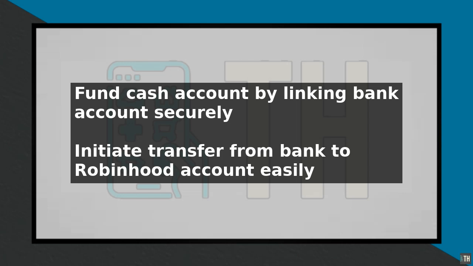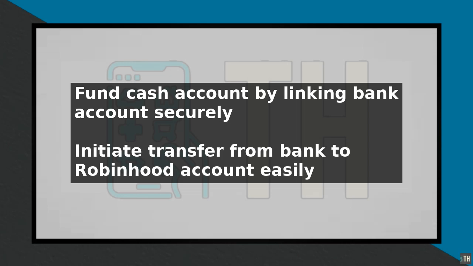A practical example of using a Robinhood cash account is to set aside a portion of your paycheck each month to invest in a diversified portfolio of stocks. You can use the app to set up automatic transfers from your bank account to your Robinhood cash account and then use the funds to make investments.